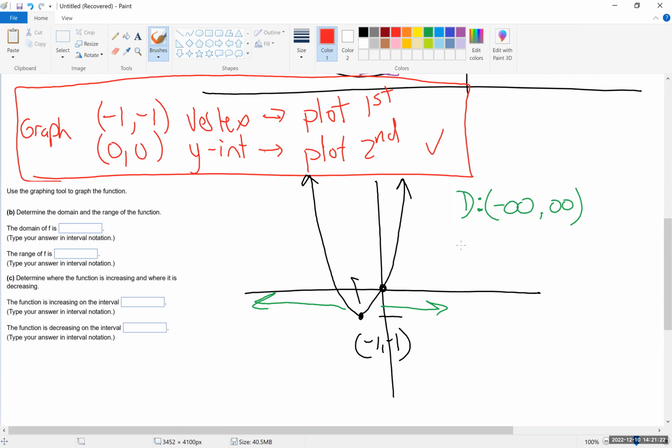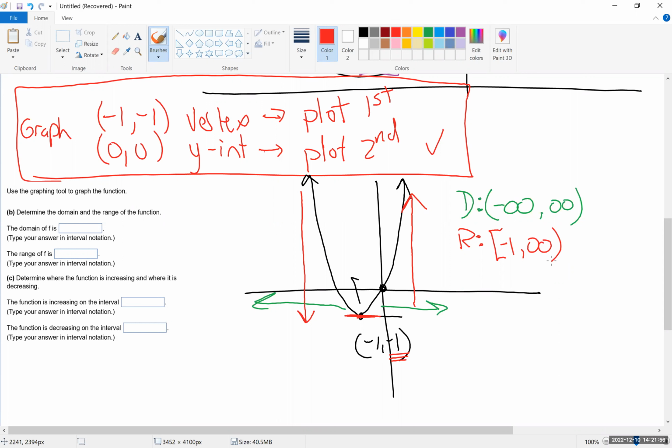Let's go to the range. We'll do the range in red. How low can we go on this graph? Well, this graph only goes to the y value of -1. And because it actually gets there, we are going to use a bracket on it. So it's going to be bracket -1. And then how high does this go? Well, it goes all the way to infinity. So our range is going to be from -1 to infinity, and the -1 has to have a bracket on it.